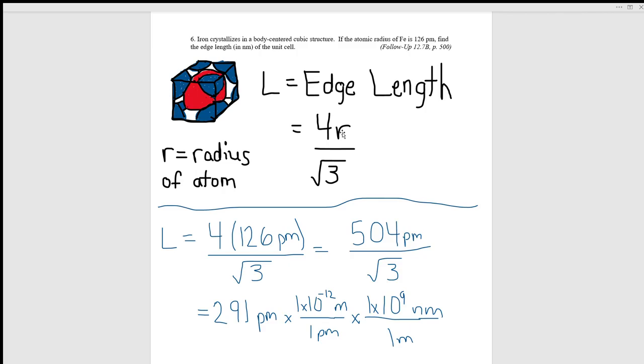And again, this is simply just a matter of memorization and remembering that the simple cubic has 1 atom, the body-centered has 2, and the face-centered has 4.